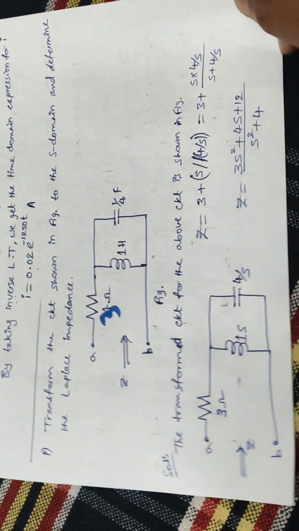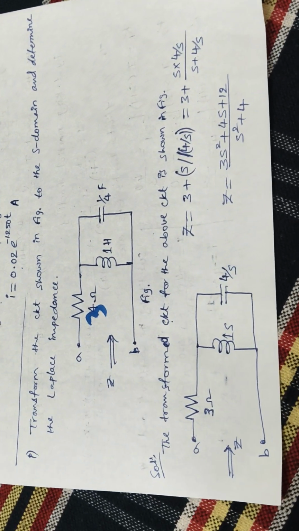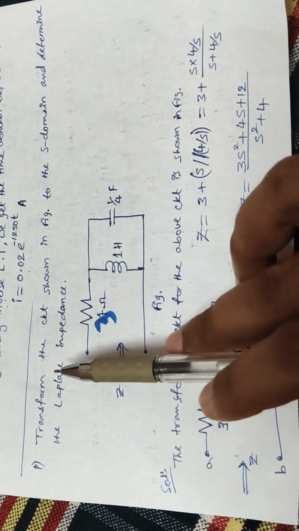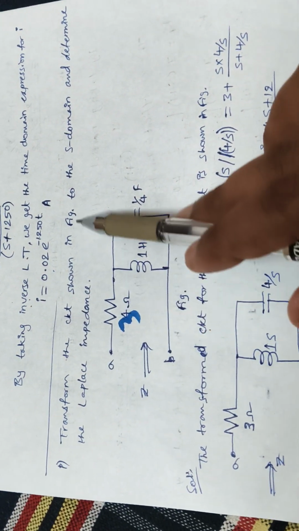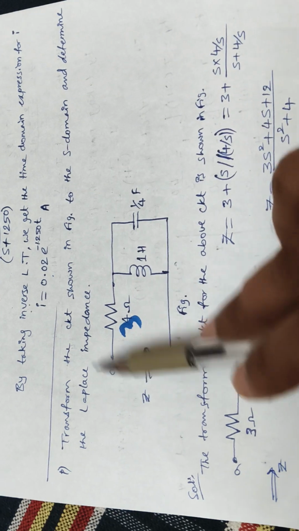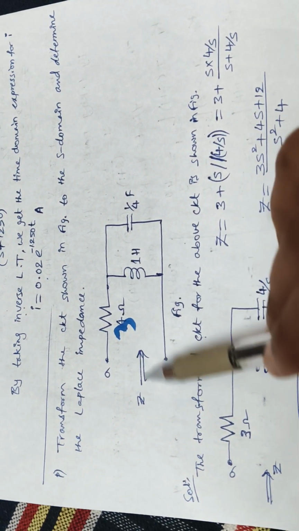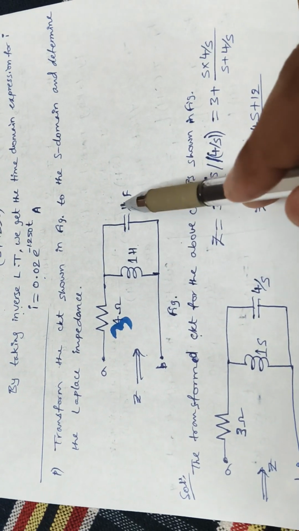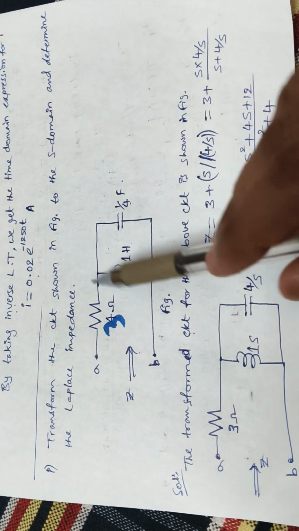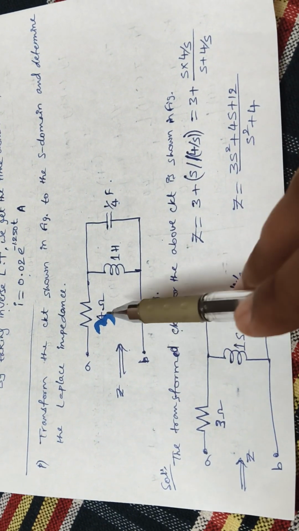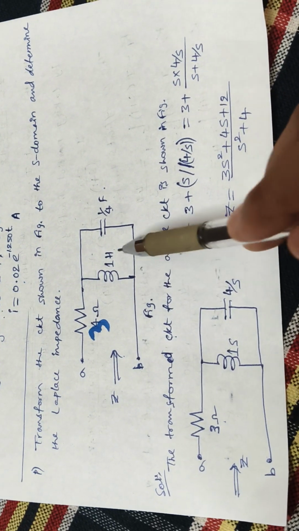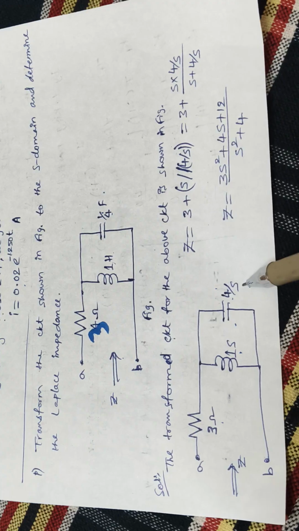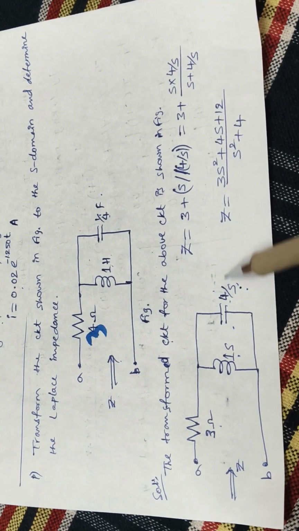And the next problem is, if you see here, transform the circuit shown in the figure to the S domain and determine the Laplace transform. We need to find out the equivalent impedance. This is 3 ohms, 1 Henry, 1 by 4 Farad, right? You convert this into the S domain circuit. 3 ohms as it is 3 ohms. L will become Ls, C will become 1 by Cs. 1 by 4 means it will become 4 by s.